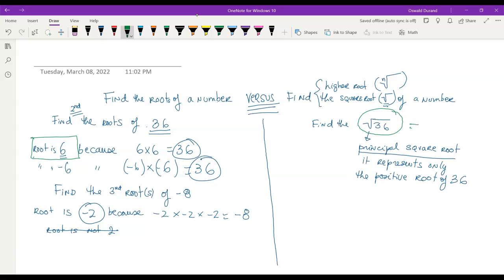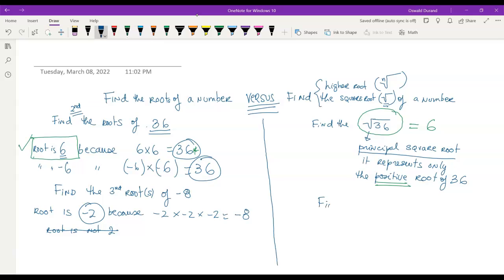So that's why when you take the square root, when you use the radical, you only see one value. In this case, it would be 6. Because it only represents the positive root of 36. So in this case, this is it. That's the positive root of 36. Okay?